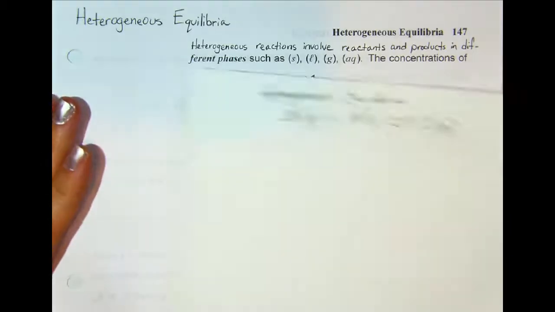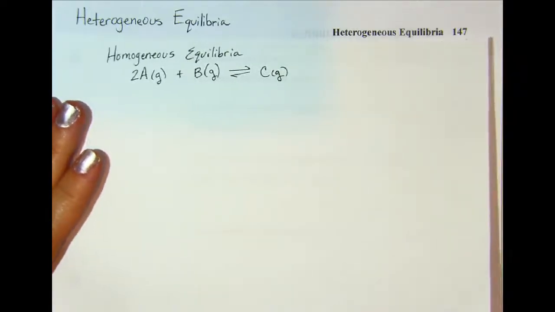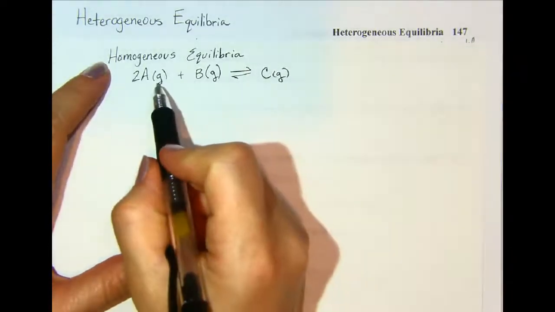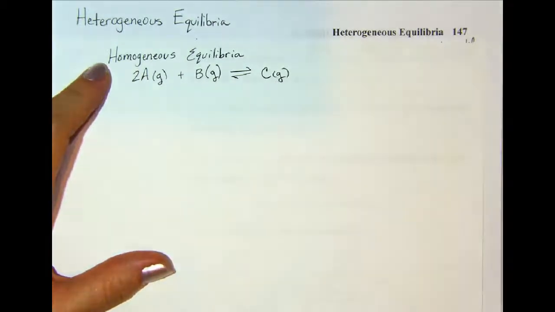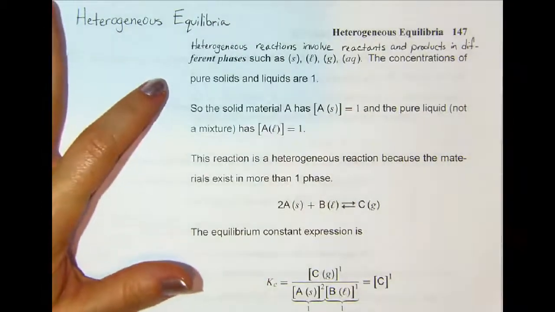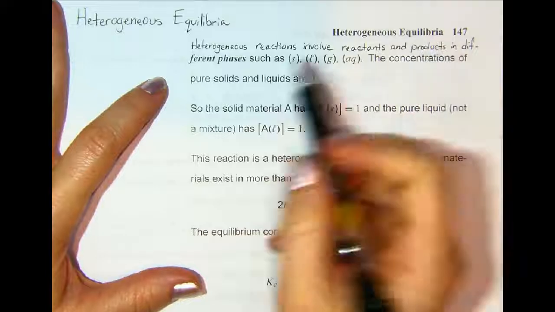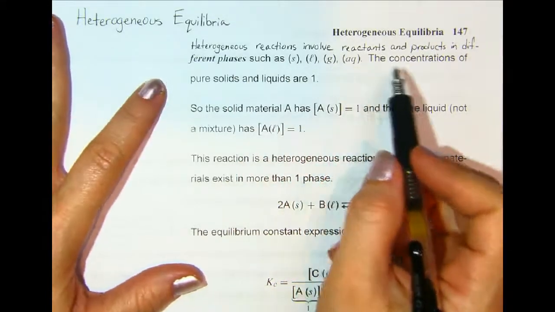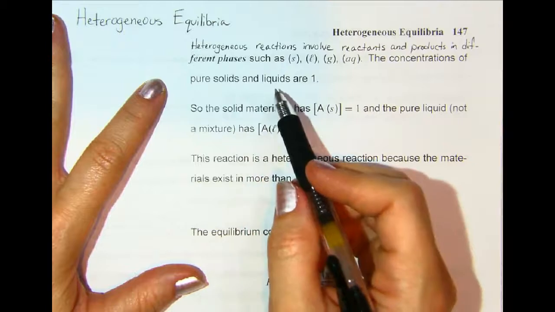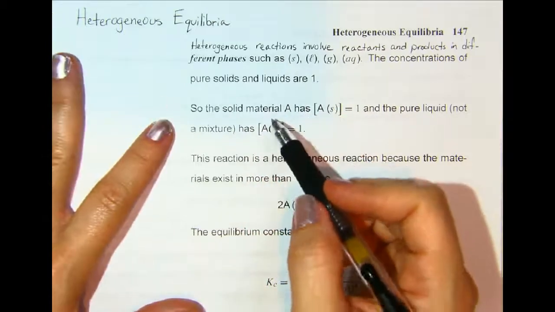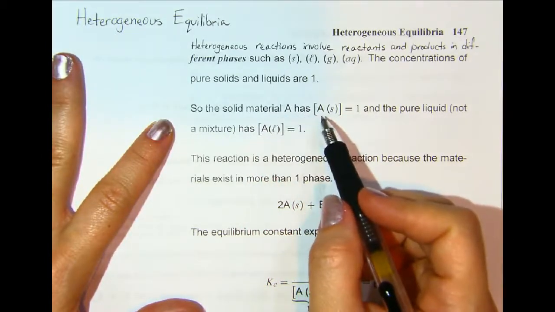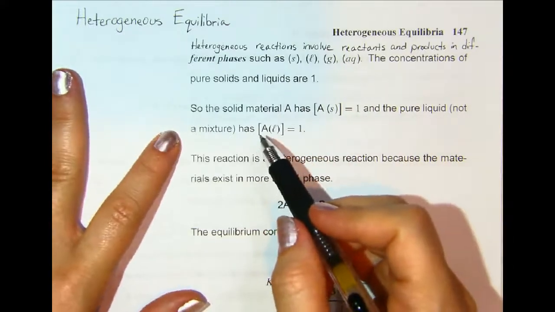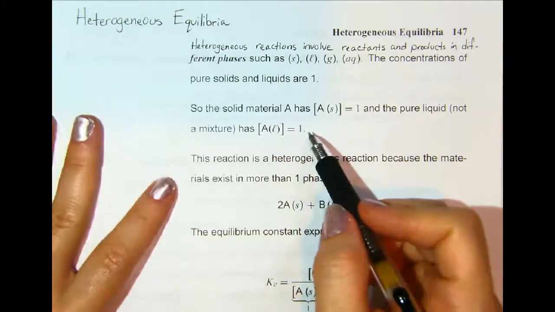Let's make the distinction between a homogeneous equilibria versus a heterogeneous equilibria. If it's homogeneous, then all of the phases would be the same. When it's heterogeneous, then it involves reactants and products in different phases, such as solid, liquid, gas, and/or aqueous. The concentrations of pure solids and liquids are equal to 1. So the solid material A as a solid is equal to 1, and the pure liquid, not a mixture, not aqueous, has a concentration equal to 1.